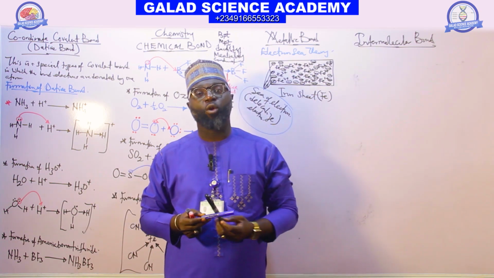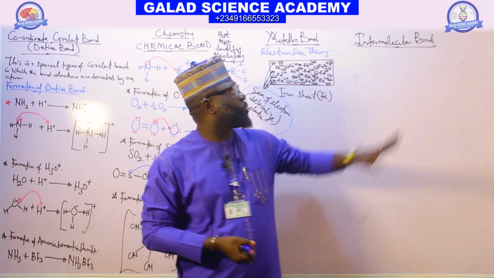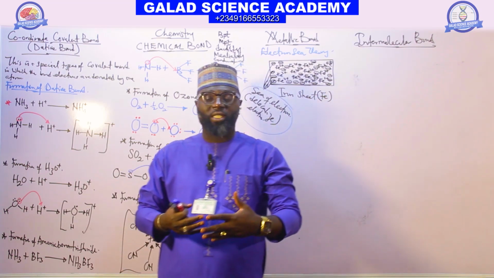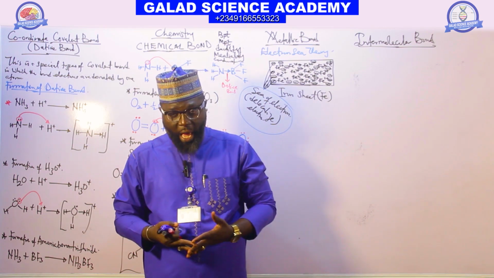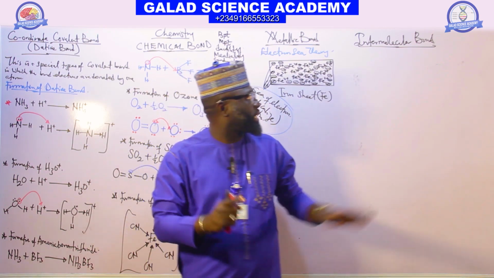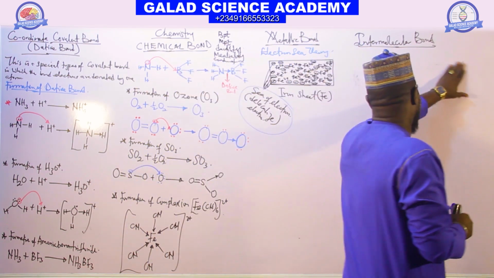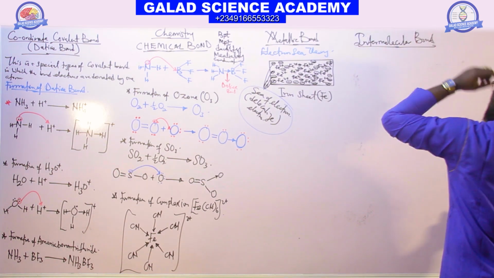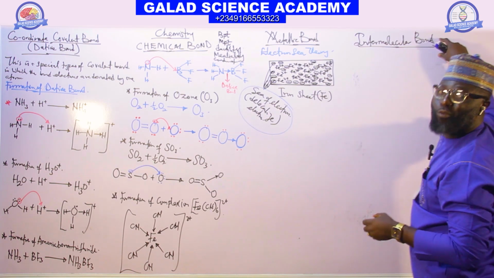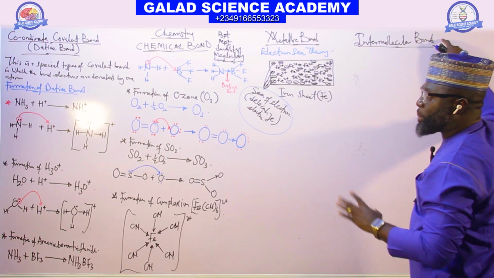Intermolecular bond. So intermolecular bond is a chemical bond that joins two or more molecules together. That is what? Intermolecular bond. And then we use what? Broken line to represent intermolecular bond or intermolecular force. It joins what? Two or more molecules together.